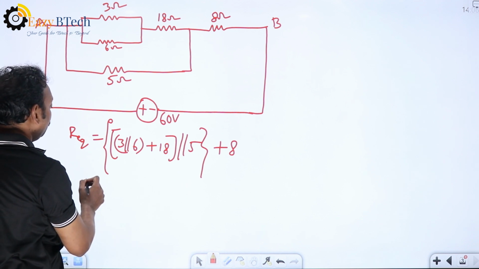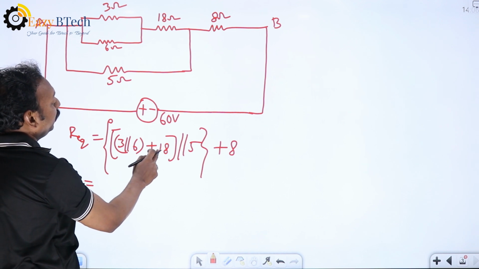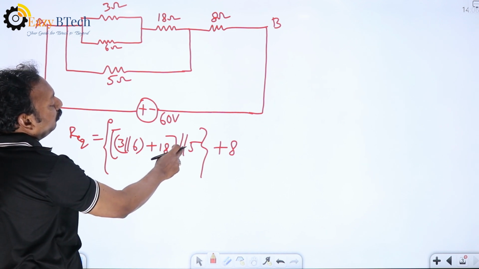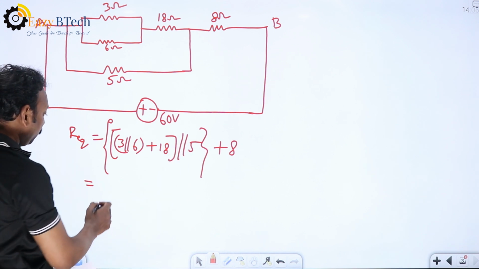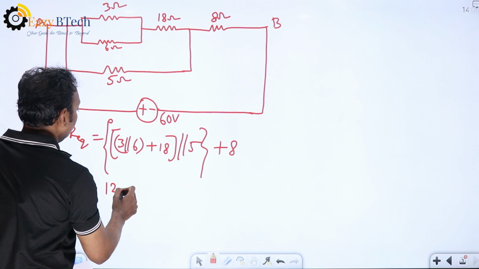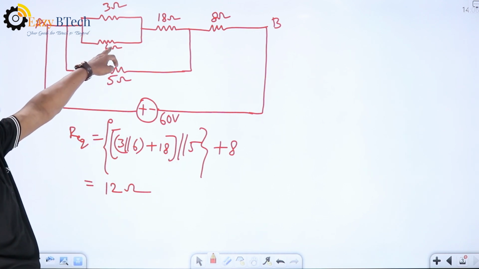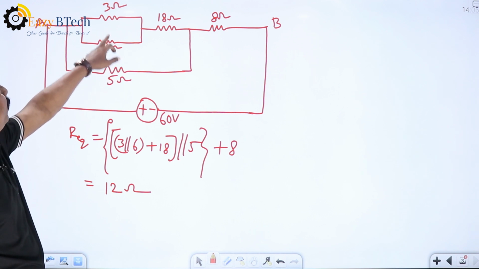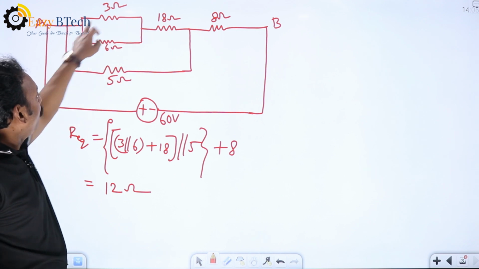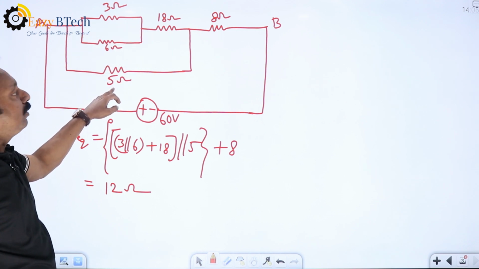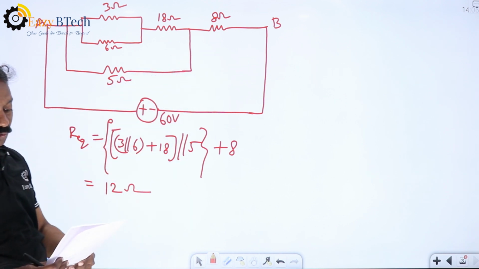So, what is the answer? 3 parallel to 6 means you will get 18 by 9, 2. 2 plus 18, 20. 20 is parallel to 5, you will get 4. 4 plus 8, you will get 12. Very simple. 3 and 6 are parallel, R1 R2 by R1 plus R2, 18 by 9, 2. 2 and 18 are in series, 20. This 20 is parallel to 5, you will get 4. 4 and 8 are in series, you will get 12.